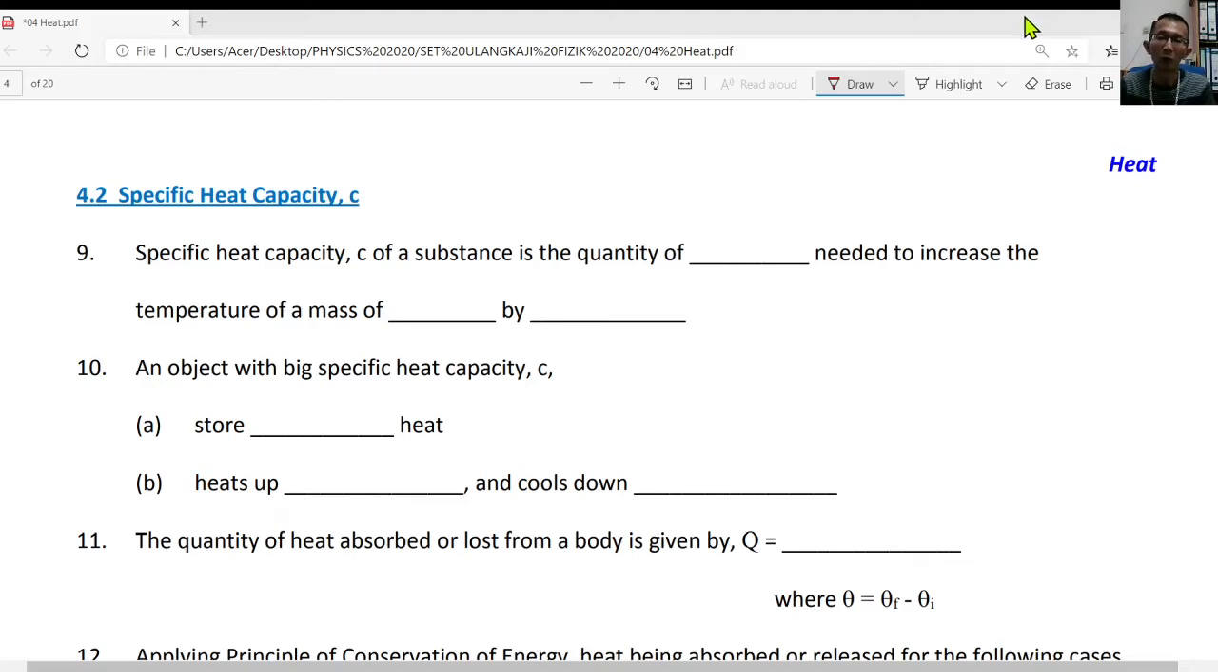Hi, we meet again. We continue with 4.2 specific heat capacity, and the symbol that we use is small c. Specific heat capacity of a substance is the quantity of heat needed to increase the temperature of a mass of 1 kilogram by 1 degree Celsius. So that is the definition of specific heat capacity.